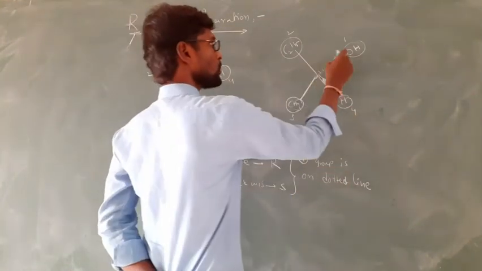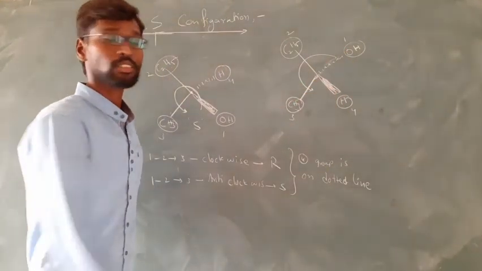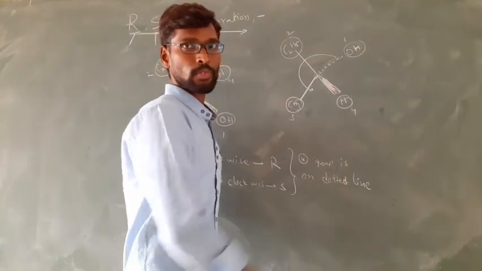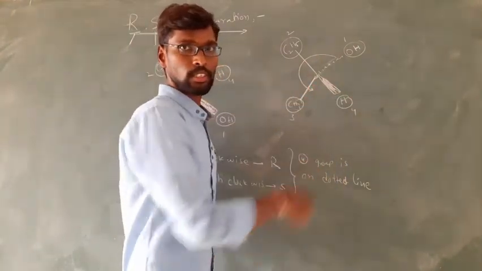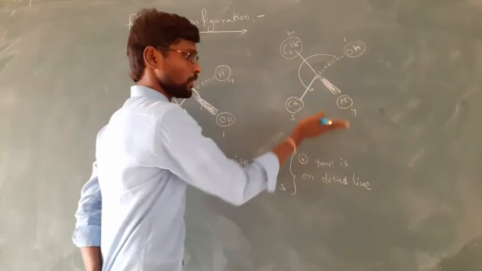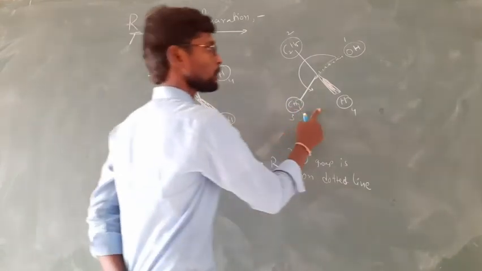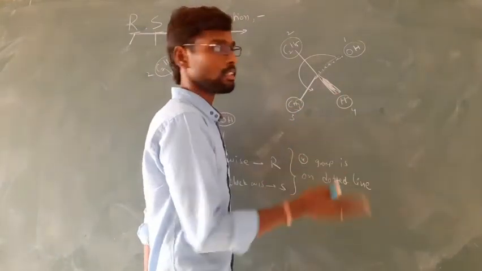Right. So now observe 1, 2, 3. In which direction is 1, 2, 3? Here it is in anti-clockwise direction. So this applies when the hydrogen is on the dotted line. But here in this molecule, hydrogen is on the thick line.